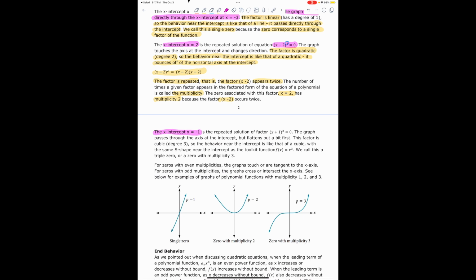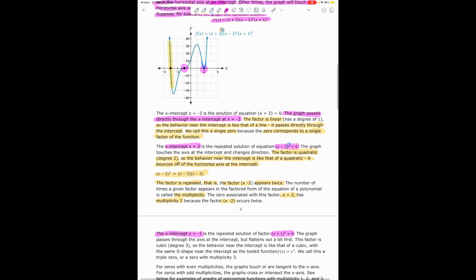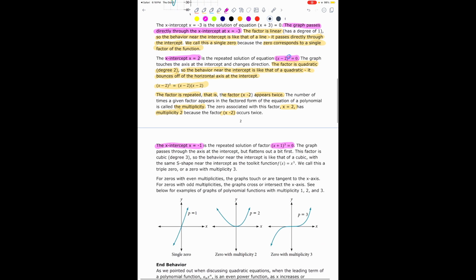solution of the factor (x + 1)^3 = 0. You notice how the graph passes through the axis at the intercept, but flattens out a bit first. See here? It passes through, however, it doesn't pass as a line, as you can see here. It flattens a little bit as it passes, as you can see there. Okay? This factor is cubic, meaning degree 3.